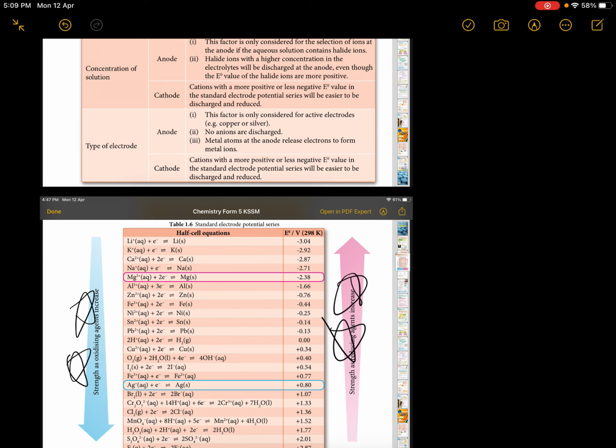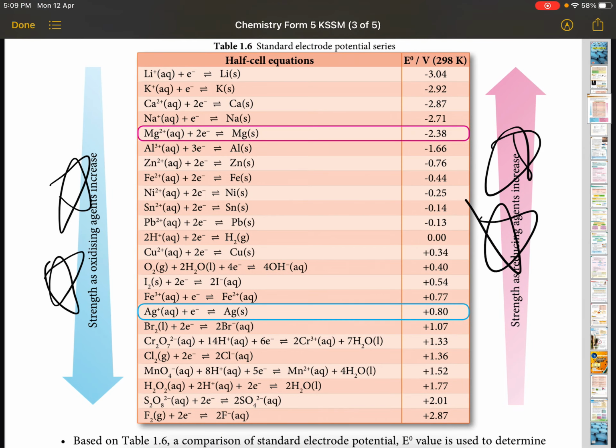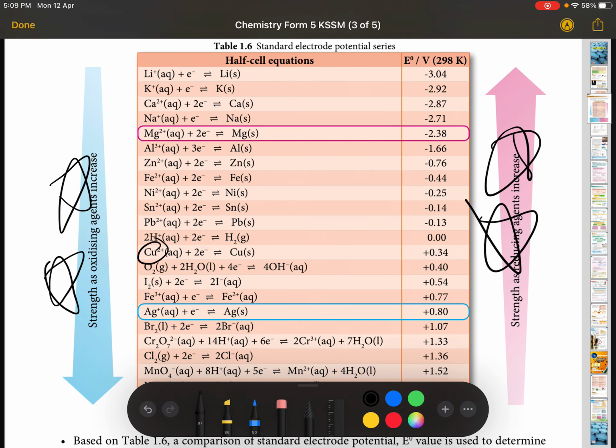When we need to talk about reduction here, because these things are happening at the cathode, and reduction always happens at the cathode. So with that in mind, I'm gonna mark out where copper 2 ions are and where hydrogen ions are. You see that copper is plus 0.34 and hydrogen is exactly 0. So we want to find the more positive one. The more positive one is copper 2 ions.